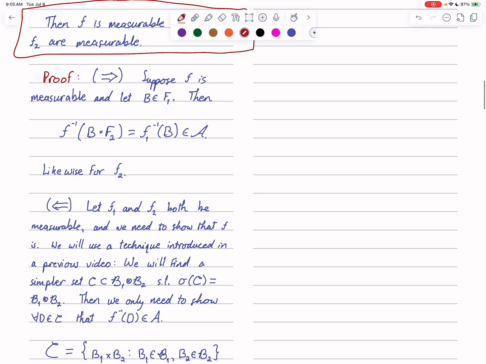Let's prove this in the left to right direction first. So we're going to assume that f is measurable, and now we're going to prove that f1 is also measurable. To prove that f1 is measurable, we need to select some measurable set B from its range and show that its pre-image is also measurable. So effectively, this is what we want to show.